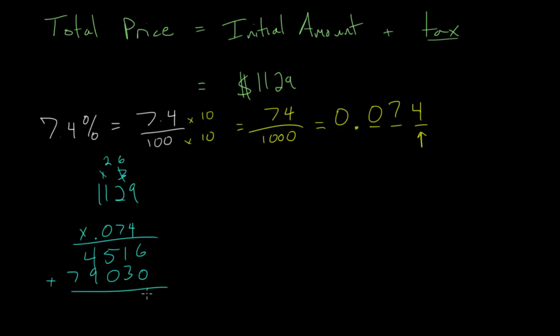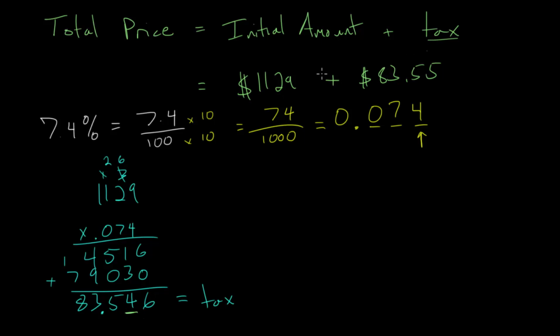Now we add. We have a 6, a 4, a 5. This is 13, so we carry the 1, and we get 83.546, because like I mentioned, we had 3 decimal places in our factors, so we move the decimal 3 places over. This right here is our tax, and we need to add that to our total amount. So let's put that in. We have plus $83, and let's round this to 55 cents. We'll round to the nearest cent, so we have to round up.